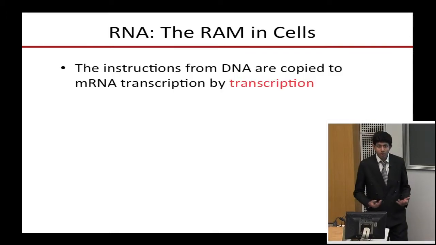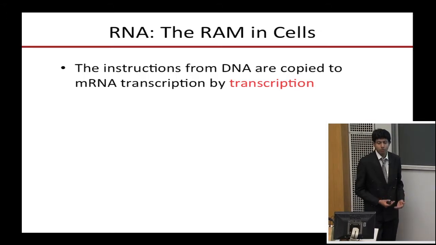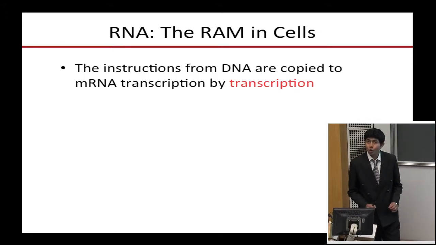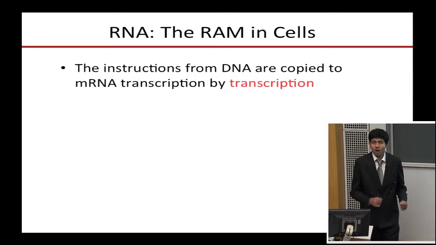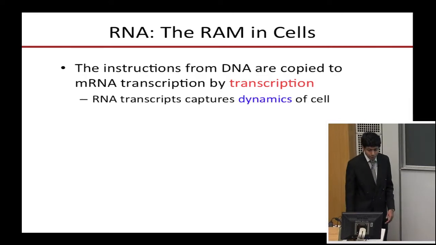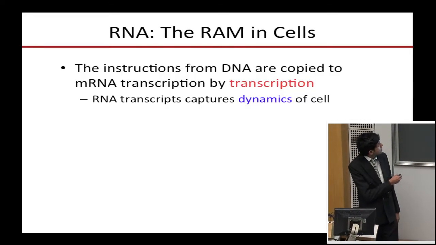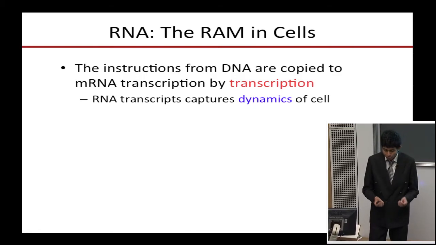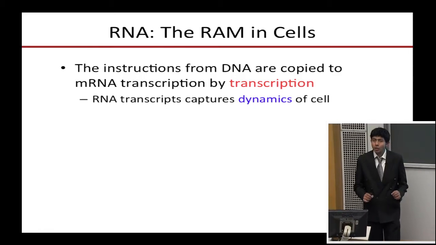Okay, so since this is an electrical engineering audience, I'll start the talk with the basics of what the RNA is. The way to think of the RNA is it's like the RAM of the cells. The DNA is like the operating system or the hard disk based on which all the instructions of the cell are written. However, if you want to know what the cell is doing right now, you look at the RNA, because the instructions in the DNA are copied to mRNA by transcription, and the RNA transcripts basically capture this. So if you look at the RNA in the cell, it'll tell you what the cell is doing right now.